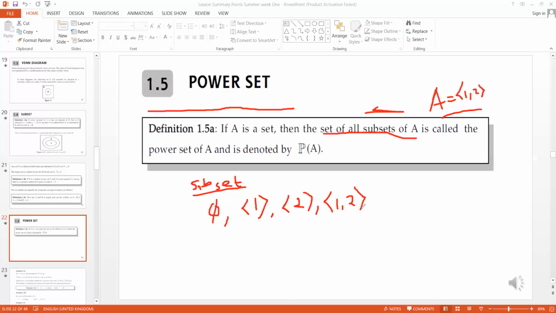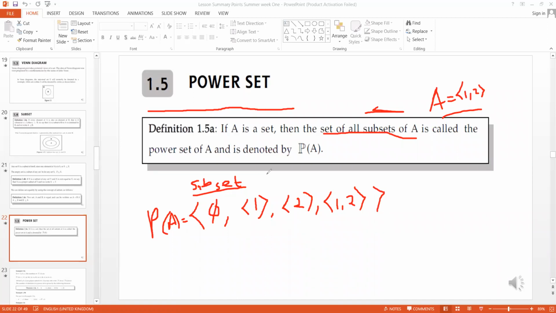Okay, so that is A itself. So then we can put all of these together as a set, because we are saying that the set of all subsets of a set A is what is called the power set of the set A. Okay, so the power set is a set, but it is the set of all possible subsets of a given set. Very well.